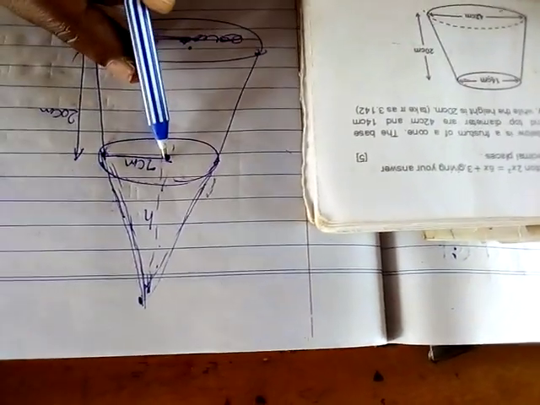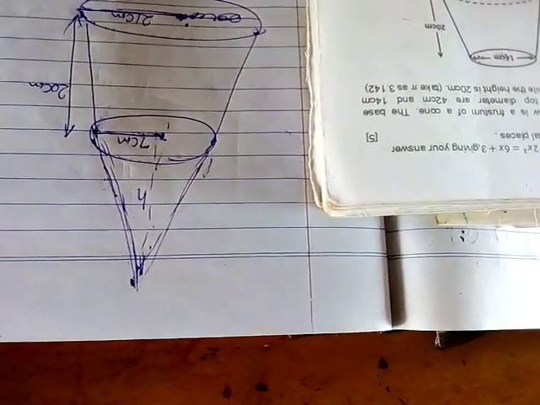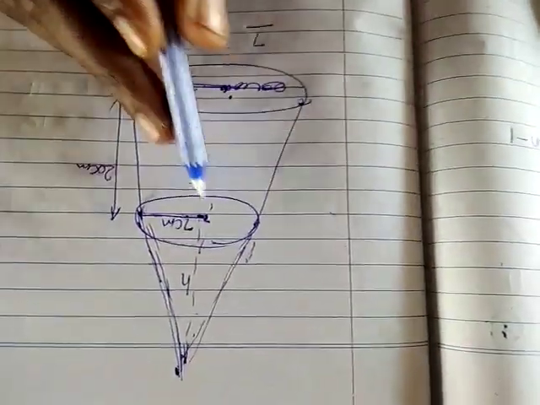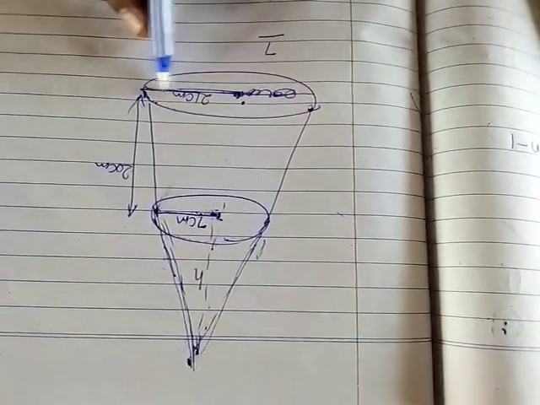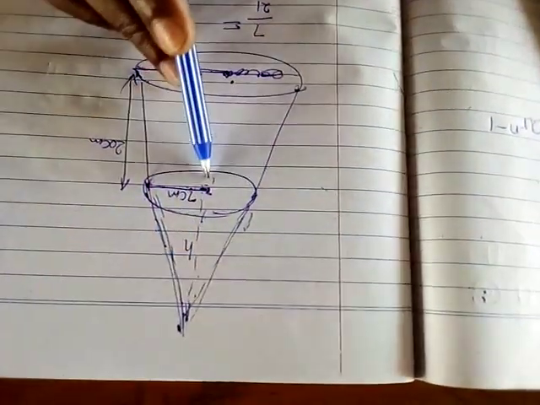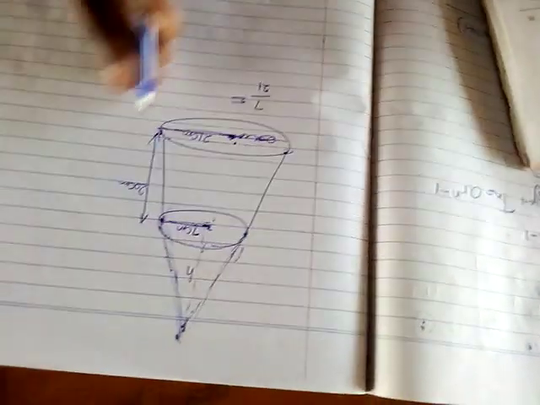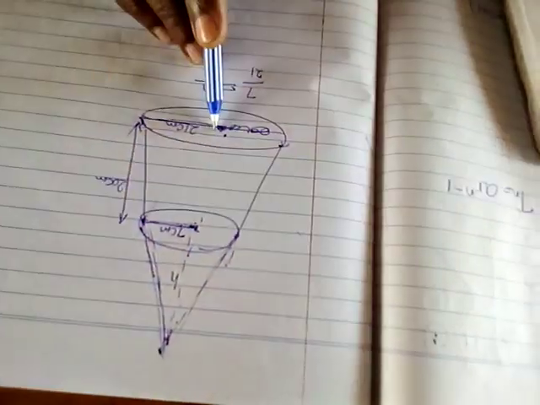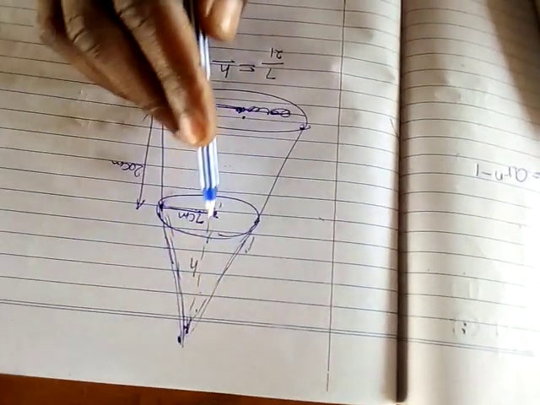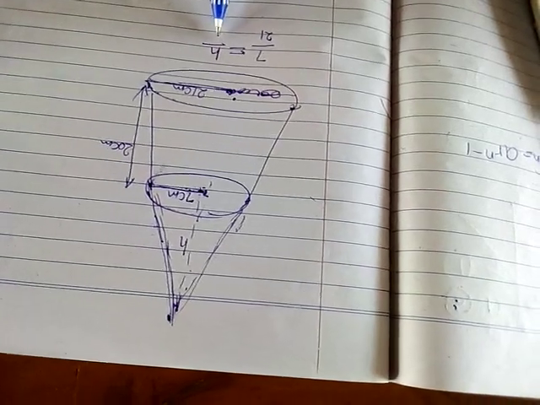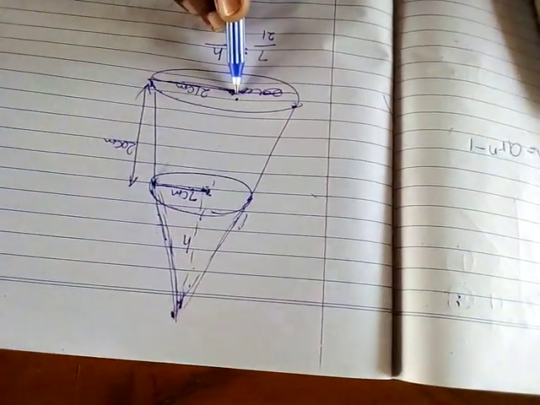So you are going to say the radius of the smaller cone is 7. We are finding the height. The radius of the smaller cone is 7. You divide by the radius of the larger cone. The radius of the larger cone is 21. So 7 over 21 is equal to the height of the smaller cone, h, over the height of the bigger cone. The height of the smaller cone is from the apex to the center, which is h. You divide by the height of the bigger cone, from here up to here.